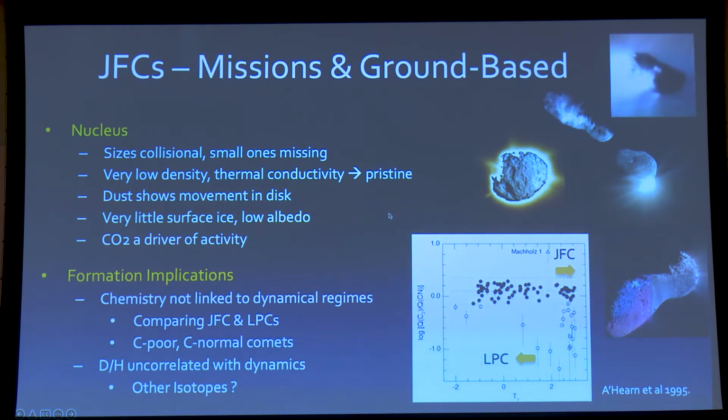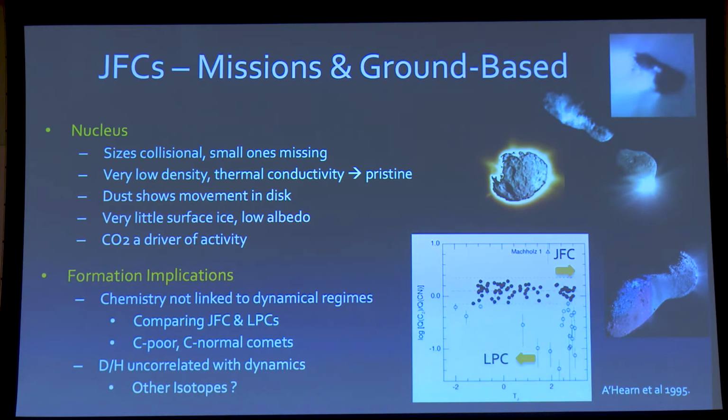Very little surface ice, which was a surprise at first, and all comets seem to be very low albedo, reflecting their rich organic composition. More recently, especially with the Deep Impact, the EPOXI, the Rosetta missions, CO2 plays a very important role in the cometary activity, whereas from the Halley mission, we knew that it was predominantly water ice and possibly some CO2.